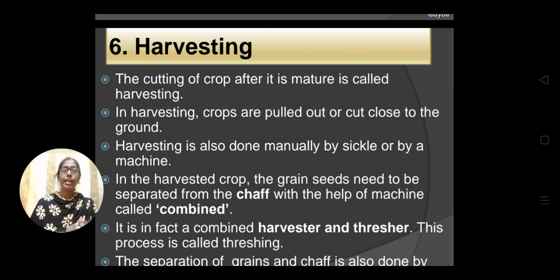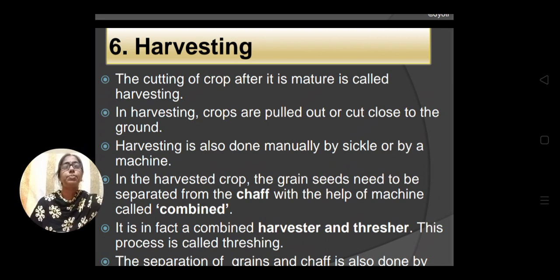Okay, and it is done with the help of a machine, and that machine is called a combine. I will show you the diagram of the combine. The combine does two functions. Combinedly it does two functions, that's why it is known as a combine. Combinedly, what is done by this machine? Harvesting as well as threshing.